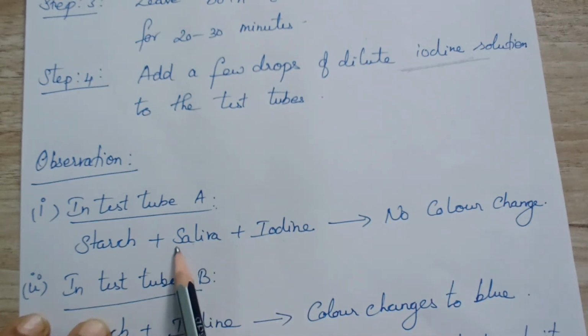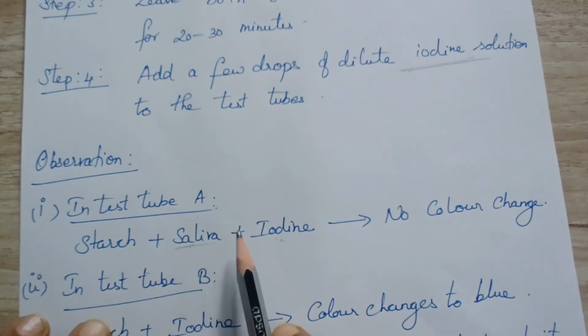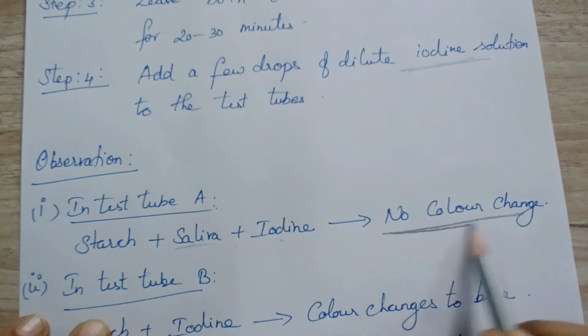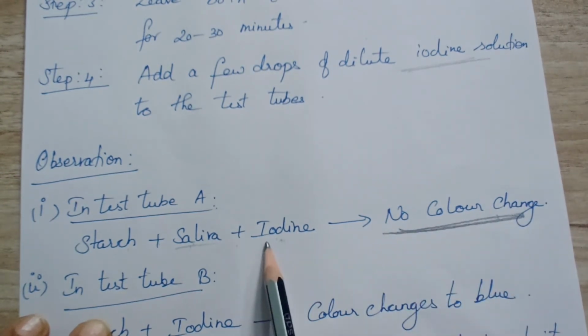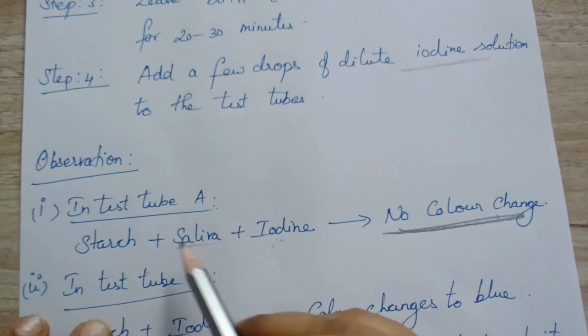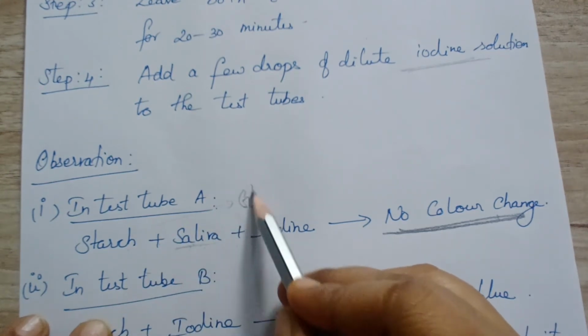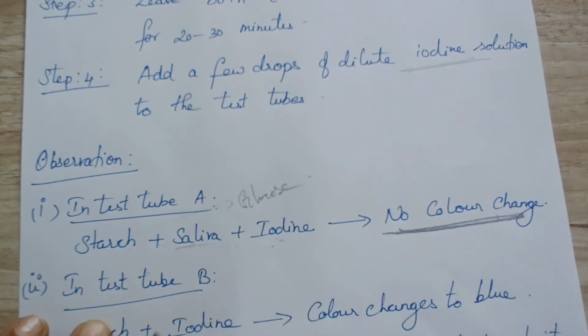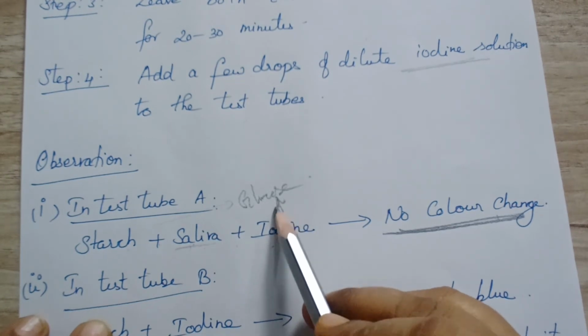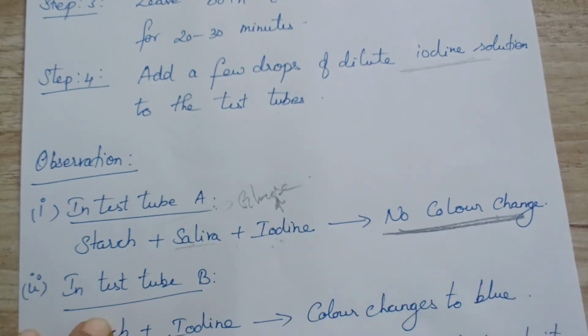So since saliva is present in test tube A, it digests the starch into simple glucose, right. So this iodine will not react with the simple sugar. Okay, so there is no color change. In test tube A, where we put the saliva, there is no color change because there is no starch present in it. All the starch is converted into glucose, simple sugar. This iodine will not act on the simple sugar, so there is no color change.